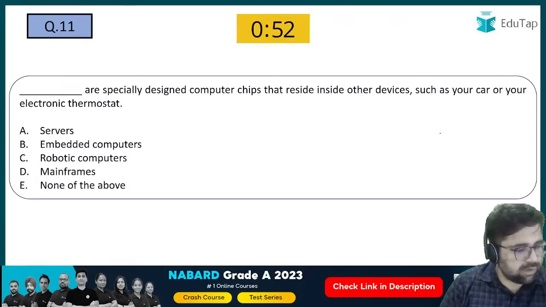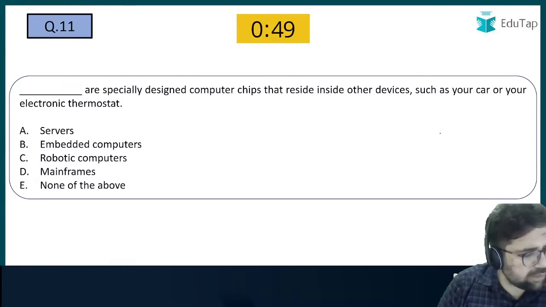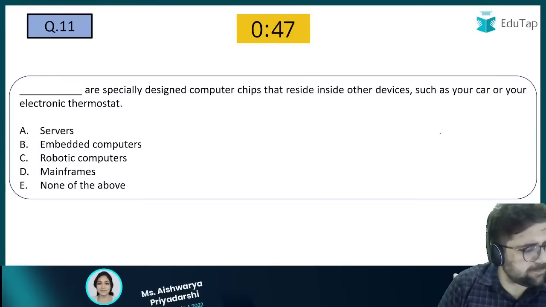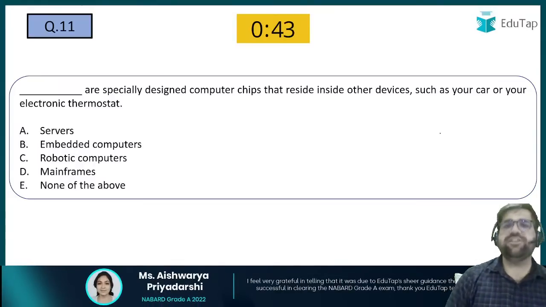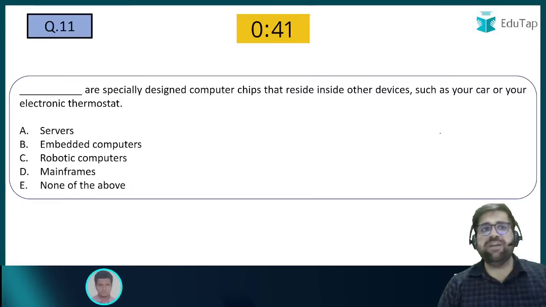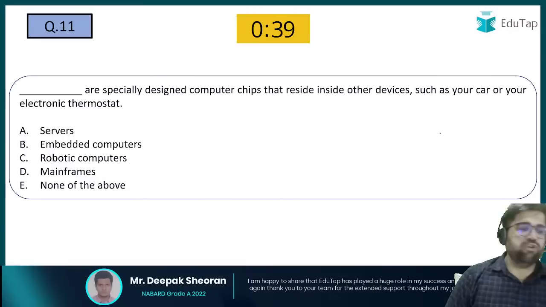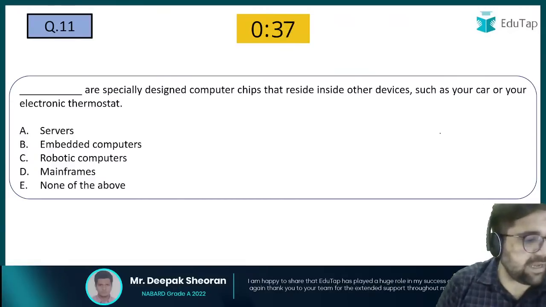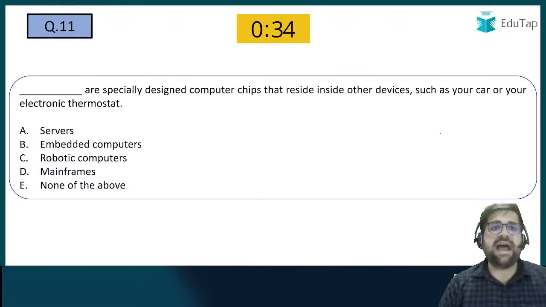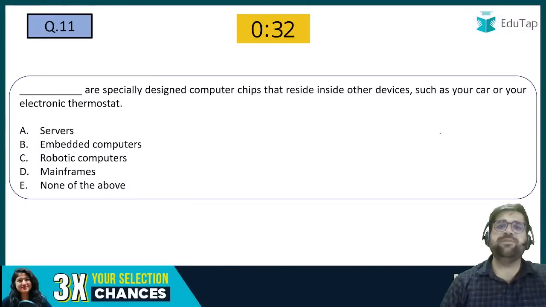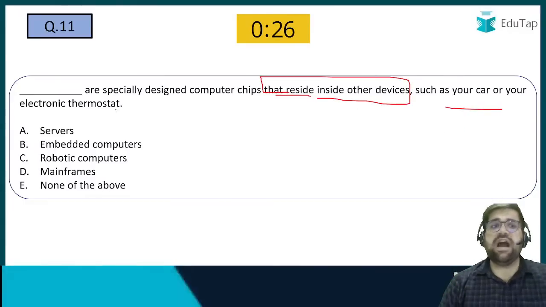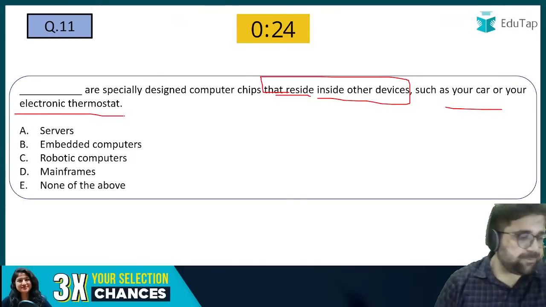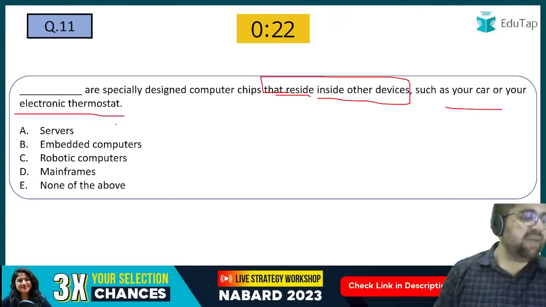Question number 11. Yes, Yukta is saying it right. It's unorganized set of information which computer then processes to generate output, and that particular output is called information. Okay. Chalo, question number 11. Let me see who gives me the right answer. Dash are specially designed computer chips that reside inside the other devices such as your car or your electric thermostat. Yes, those are called embedded computers.